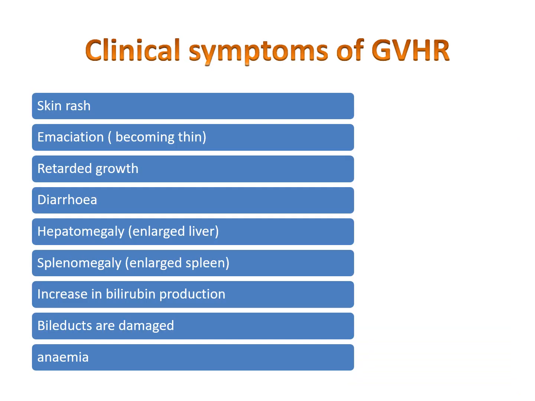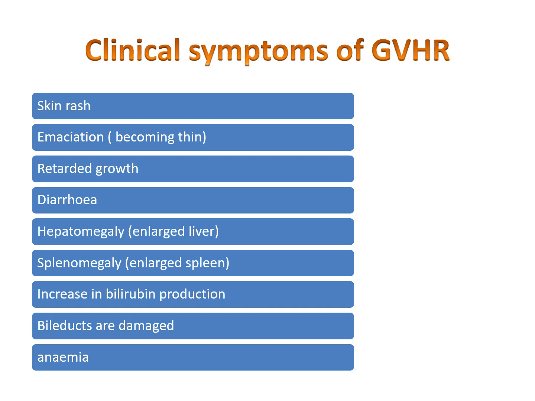Having talked about how it happens, now we'll talk about the several clinical symptoms or effects of the graft versus host reaction. There can be a skin rash, or emaciation, which is also known as becoming thin. There can be retarded growth, signs of diarrhea, then hepatomegaly, which is the condition when there is enlargement of the liver.